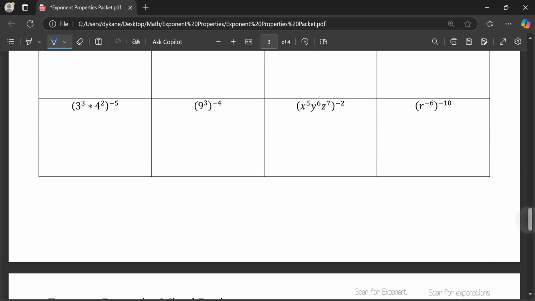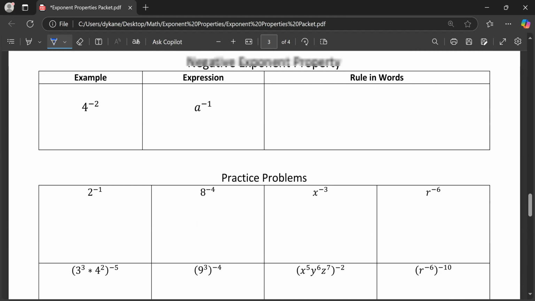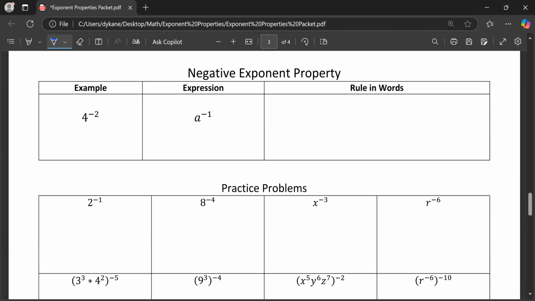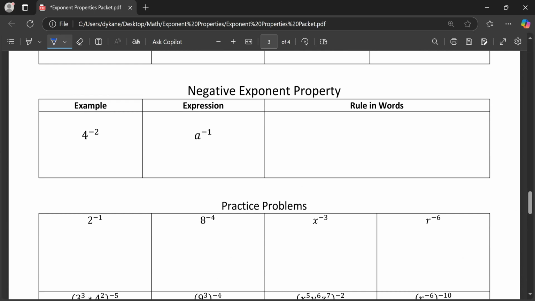Okay. We are on our last property here, our negative exponent property. This one's probably the hardest because it takes a little bit of thinking on our part. So what does a negative exponent mean, right? Well, we know a positive exponent is repeated multiplication. So a negative exponent represents repeated division.